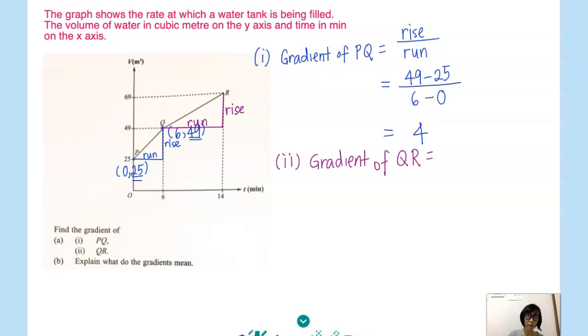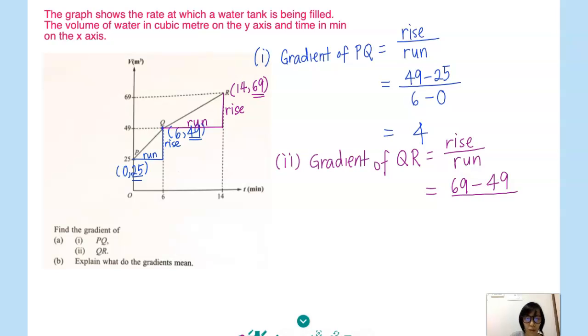So it's between Q and R, and we want to write down the coordinates that we're going to use. So this is (14, 69). This will be (6, 49). Oh, we already have that. How silly of me. Okay, so we have rise over run. Let's get the difference in the height. So we will take 69 minus 49. So that's the rise for QR.